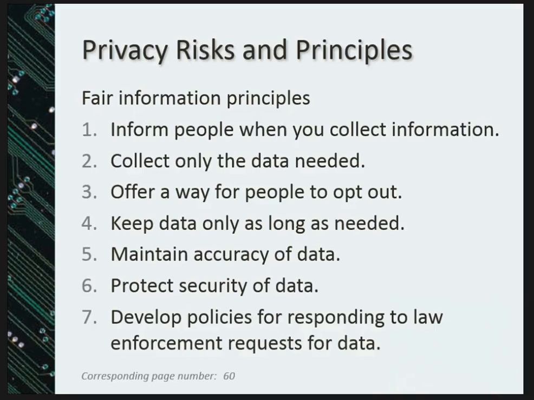The 7 fair information principles include: inform people when you collect information, collect only the data needed. We don't want extra data if we don't need it. From a systems perspective, that means that we need extra space because we're storing more data than required, and that can be costly depending on the amount that you're trying to store. We want to offer a way for people to opt out. Keep data only as long as it's needed.